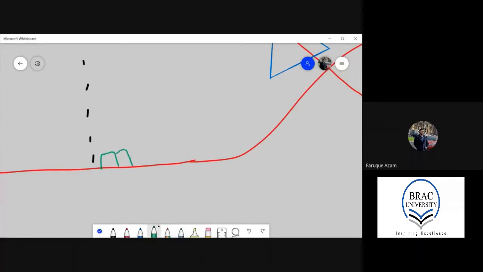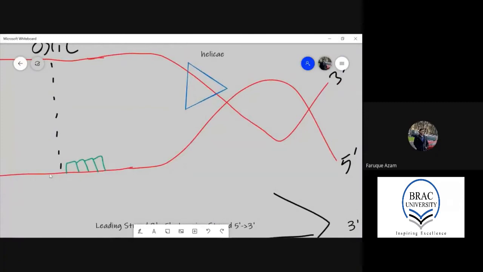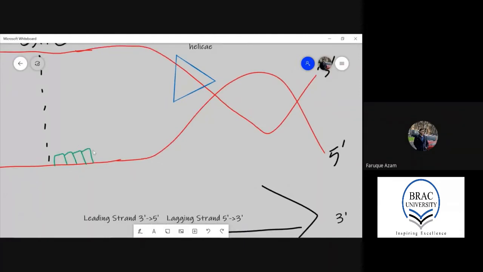Suppose this is your primer, the green one. The primer has been attached by which enzyme? The enzyme DNA primase. Yes, DNA primase. The attachment of this primer will be done by DNA primase. This is the first step after the formation of the replication fork. And then here there will be a free 3 prime hydroxyl group, and then the DNA polymerase will synthesize the DNA or nucleotides from this direction.